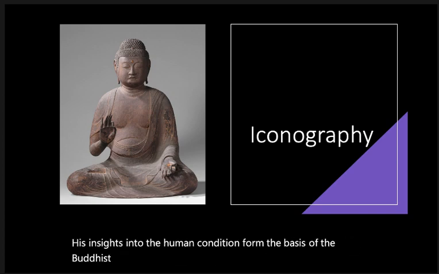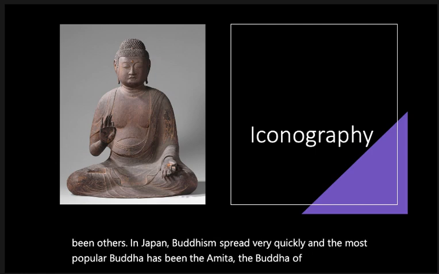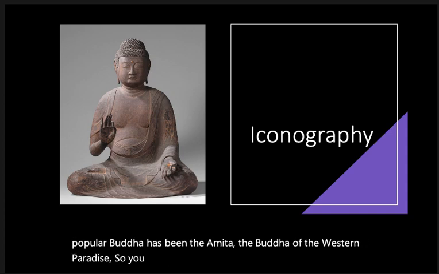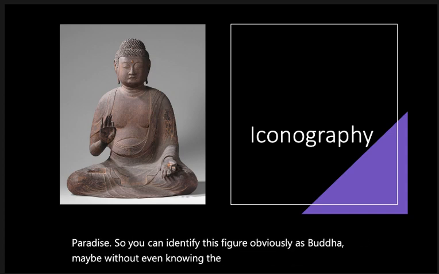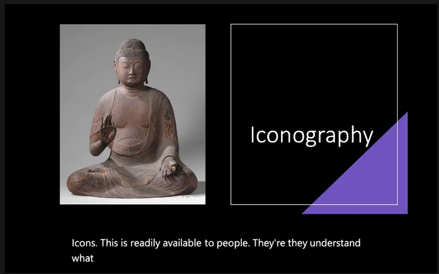As Buddhism had developed, it occurred to believers that if there had been one fully enlightened being, there must have been others. In Japan, Buddhism spread very quickly, and the most popular Buddha has been the Amida, the Buddha of the Western Paradise. So you can identify this figure, obviously, as Buddha, maybe without even knowing the title, and that's that idea of icons. This is readily available to people. They understand what they're looking at and what they see through those icons.